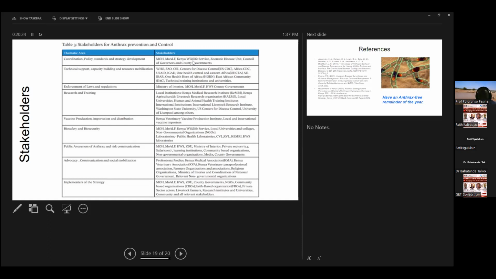That's the Ministry of Interior, the police affairs, the military where necessary, and the local government authorities. The research and training: the research institution is needed here. The stakeholders are needed, the different government agencies and international partners dealing with research. Vaccine production, here VOM comes in.